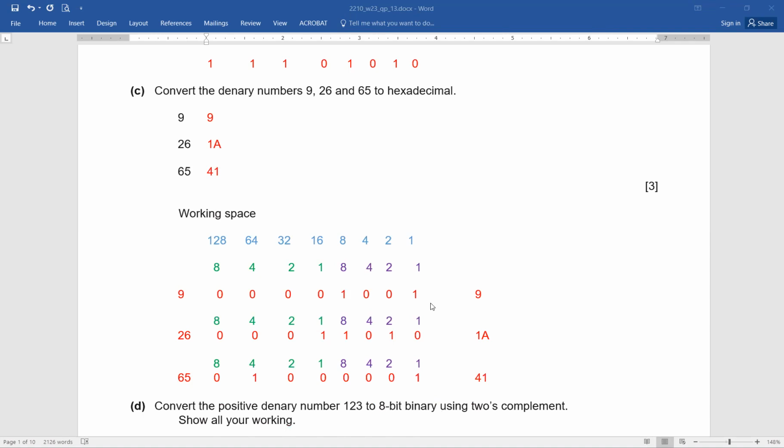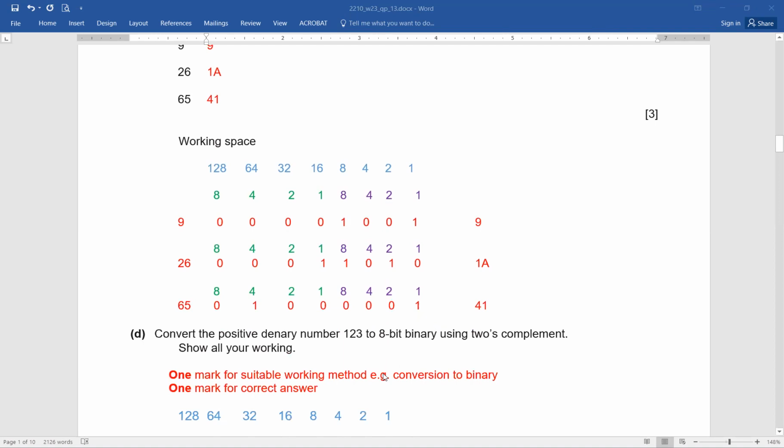Easy? Any questions? Any problem? Okay, that's wonderful. Part D. Convert the positive denary number 123 to 8-bit binary using 2's complement. Now, see, they have given you the hint. Convert the positive denary number 123 to its equivalent 8-bit binary using 2's complement. Now here you can see 1 mark is for suitable working method, for example, conversion to binary. 1 mark is for the correct answer.